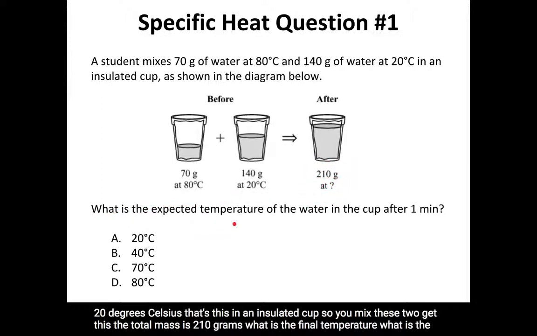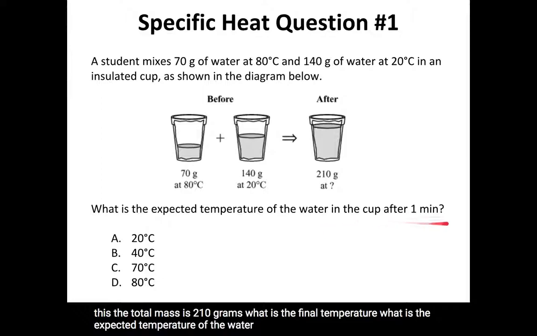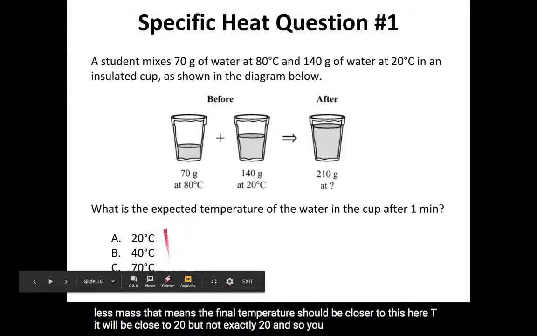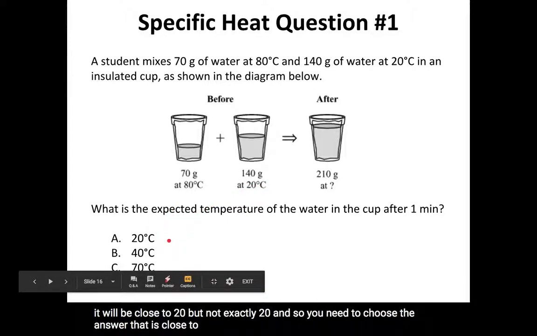What is the expected temperature of the water after 1 minute? There's more mass here, less mass here. That means the final temperature should be closer to this one here, but it will not be 20. It will be close to 20, but not exactly 20. And so you need to choose the answer that is close to 20, but not 20.